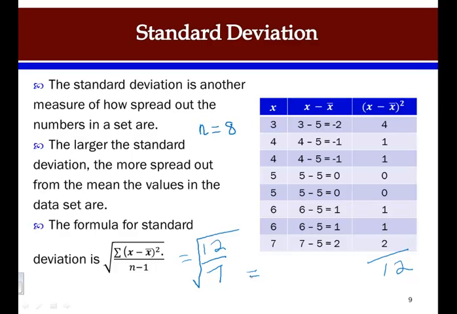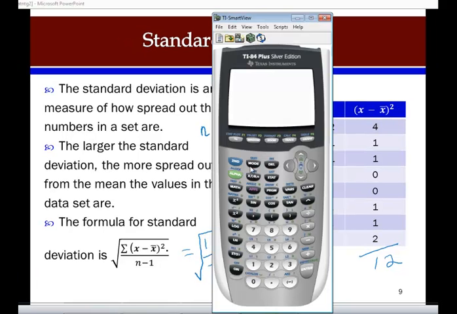So if you were to do this, the square root of 12 divided by 7, I'm going to switch over to the calculator and take the square root. I pressed second and the x squared key to get the square root, which is above the x squared key. 12 divided by 7, and that gives me a standard deviation of approximately 1.309.